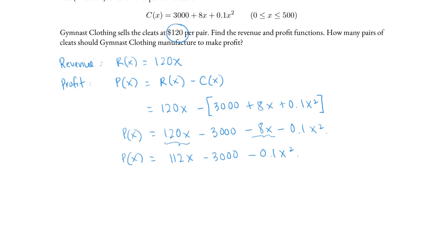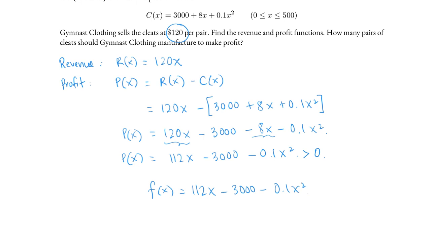Now that we have the revenue and the profit function, the next part of the question is how many pairs of cleats should Gymnast Clothing manufacture to make a profit? There are many ways to do this, but one way is to simply set this profit greater than 0. When the profit is positive, then we make money. We then solve this inequality. Essentially, we're solving the equation. We find the zeros of the function f(x) = 112x - 3000 - 0.1x².